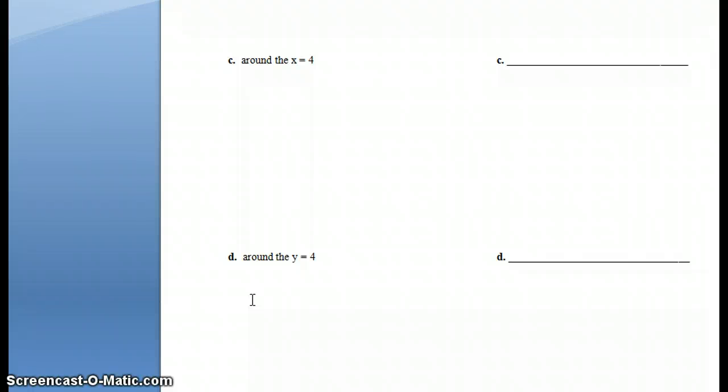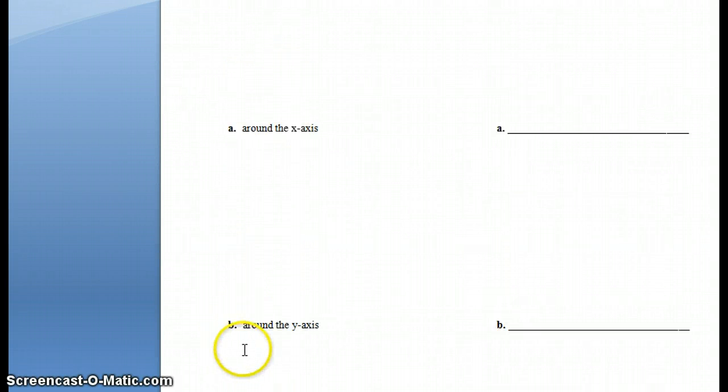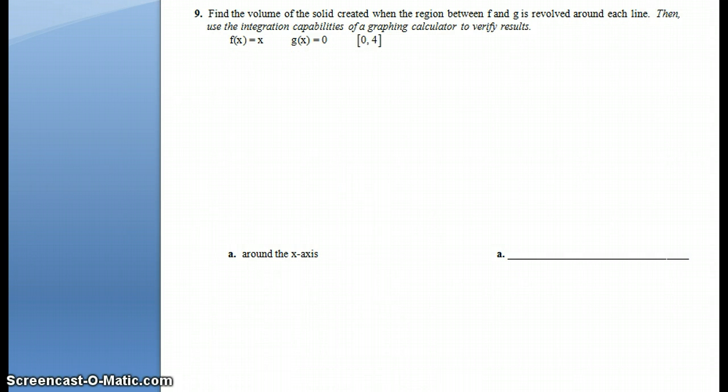So I just want to really reiterate that point: if you are revolving around something horizontal, you are going to use either the disk or the washer method. It'll be a disk if there's no gap in the region where you're revolving around. It'll be a washer if there is a gap. And if you revolve around something that is vertical, such as the y-axis or a vertical line, you'll use the shell method.